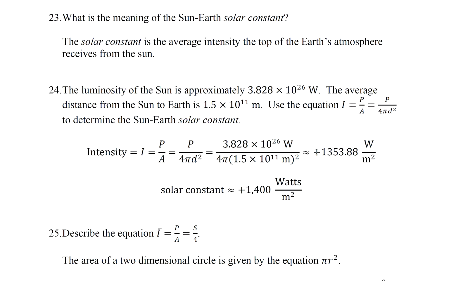So this ends up becoming pretty close to 1400 watts per meter squared. So the solar constant is about 1400 watts per meter squared, rounding to 3 significant digits.